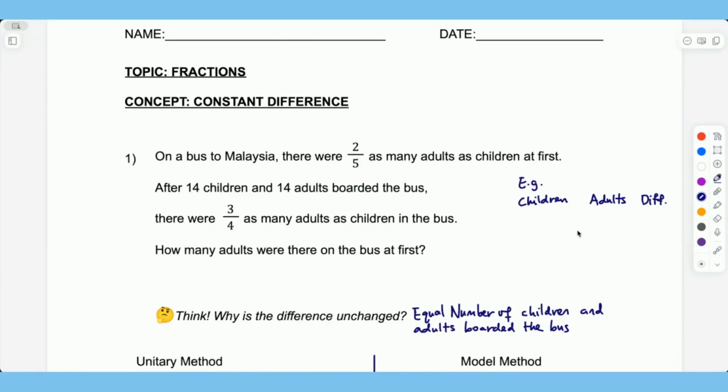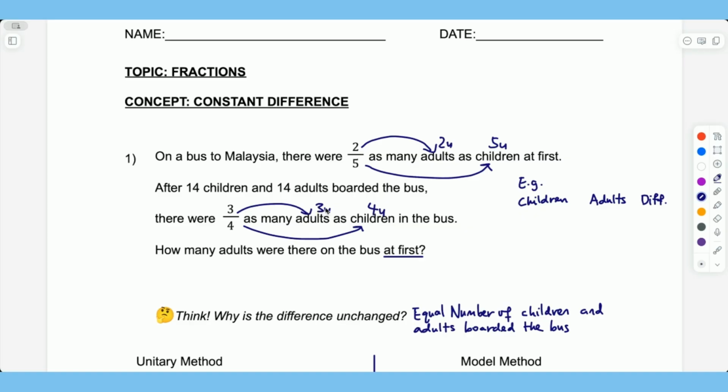In this video, we will study the concept of constant difference. On a bus to Malaysia, there were 2/5 as many adults as children at first. Adults, there are 2 units, and children 5 units. After 14 children and 14 adults boarded the bus, there were 3/4 as many adults as children in the bus. Adults will be 3 units and children 4 units. How many adults were there on the bus at first?